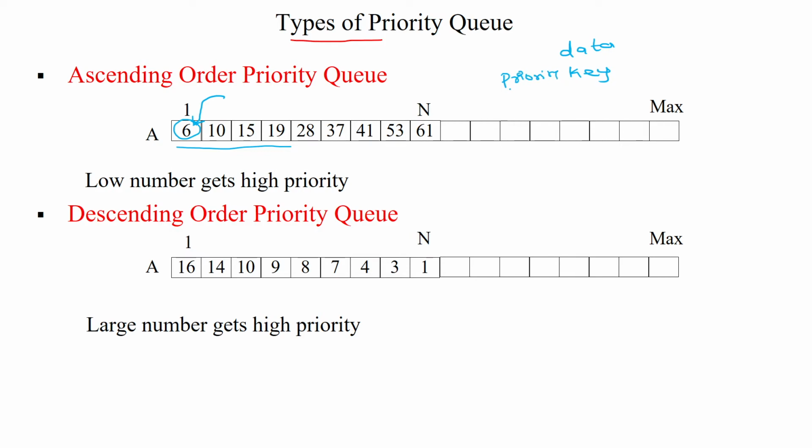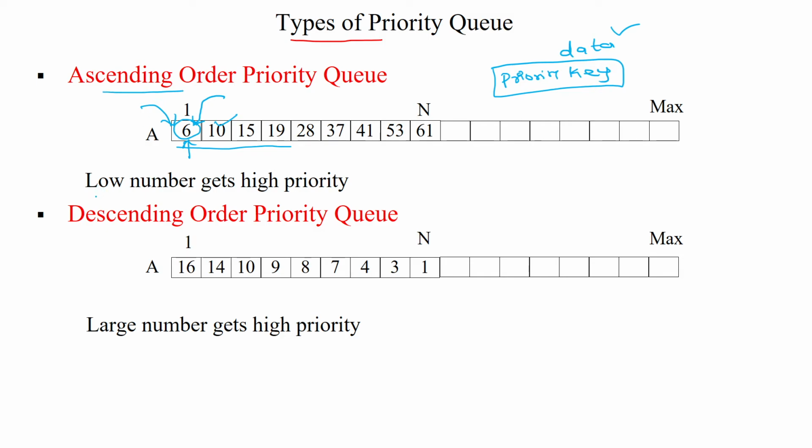So the data will be arranged by using the priority key only, not the value of the data. So here the priority key is 6 and the data is also 6. So 6 has higher priority than the 10. So the smallest value is having the higher priority in the ascending order priority queue.